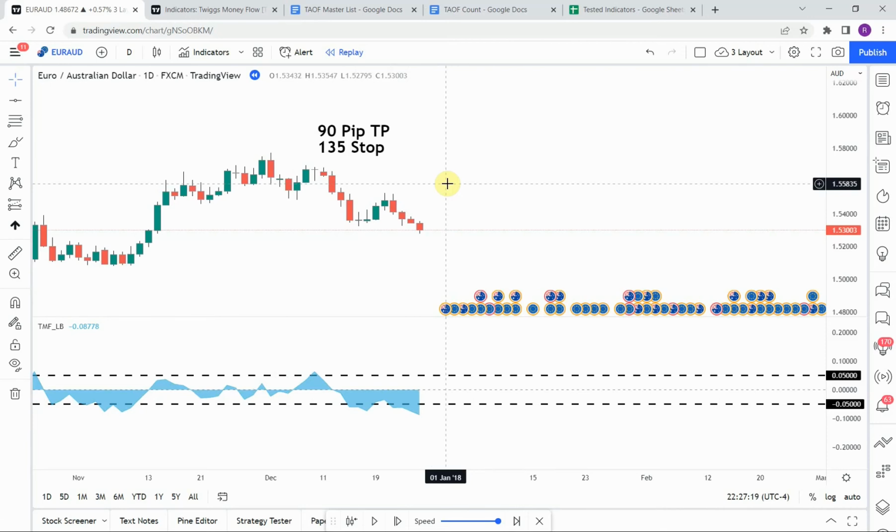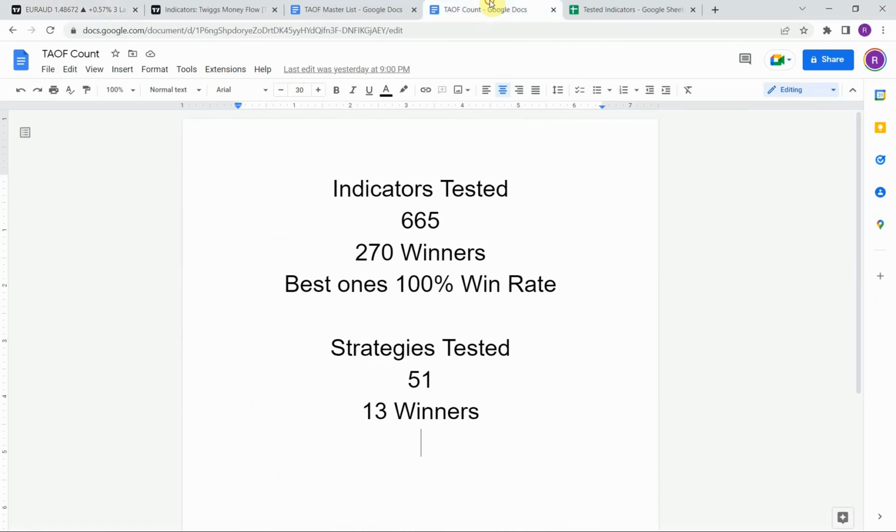Alright, as I said, today we will be testing the Twiggs money flow indicator. Before we do though, I wanted to put the testing scoreboard up for everyone to see. So to date, we have tested a total of 51 different strategies, with 13 of them being profitable. We've also tested a total of 665 indicators, with 270 of them being winners. The best ones so far were able to achieve a 100% win rate.